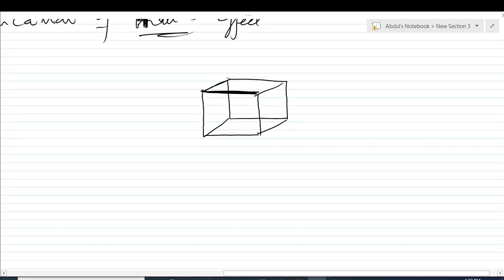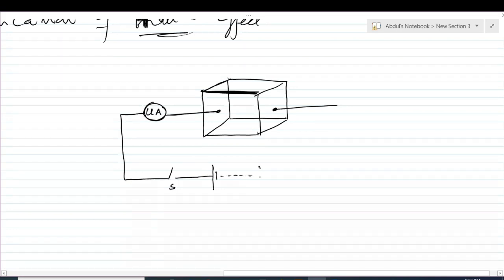Now, it is connected in a circuit with the help of araldite connections. These two sides are connected with the circuit. These are the wires. It is a semiconductor. So a sensitive ammeter, either milliammeter or microammeter, is connected with it. Here is a switch S, which is open. And for a significant current, a large DC battery is connected with it.